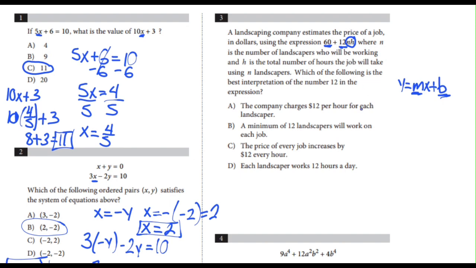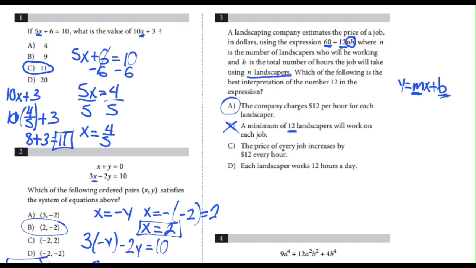12 is going to end up being the hourly pay times the number of workers times the number of hours that they work. So if we go through our answer choices, A, a company charges $12 per hour for each landscaper. That's going to end up being the answer. B, a minimum of 12 landscapers will work. No, we have the number of landscapers denoted as N. We don't know how many there are, so it can't be B.